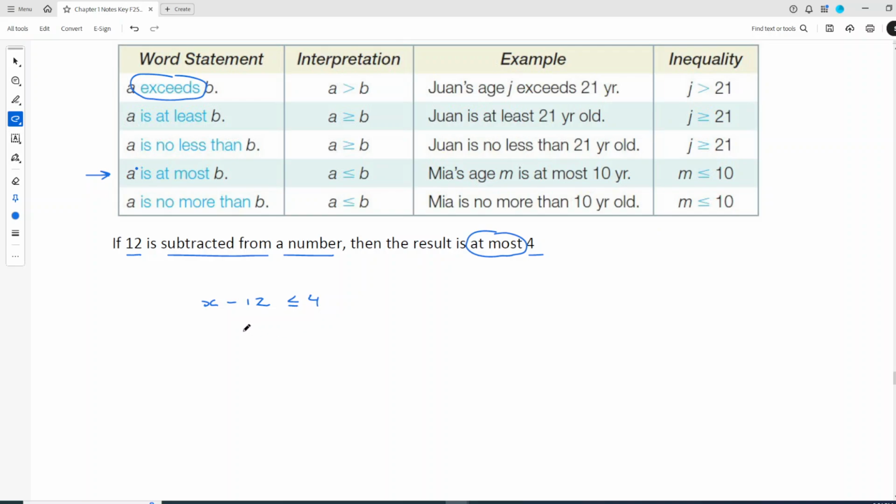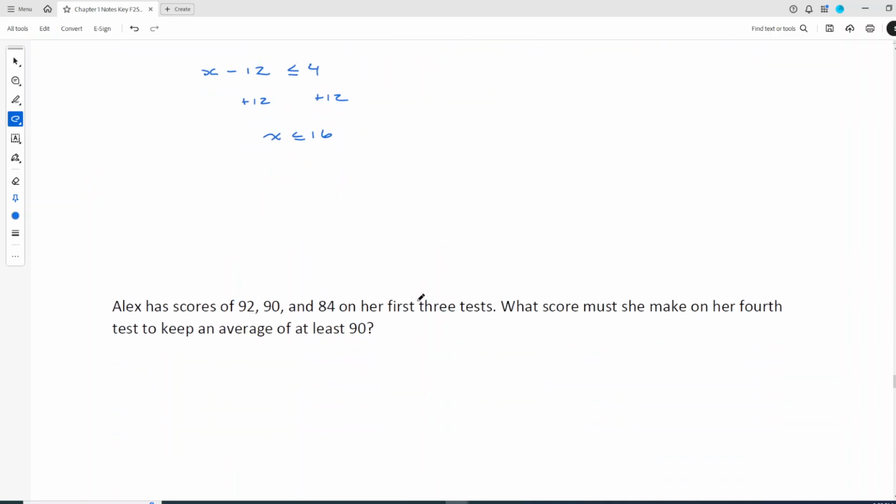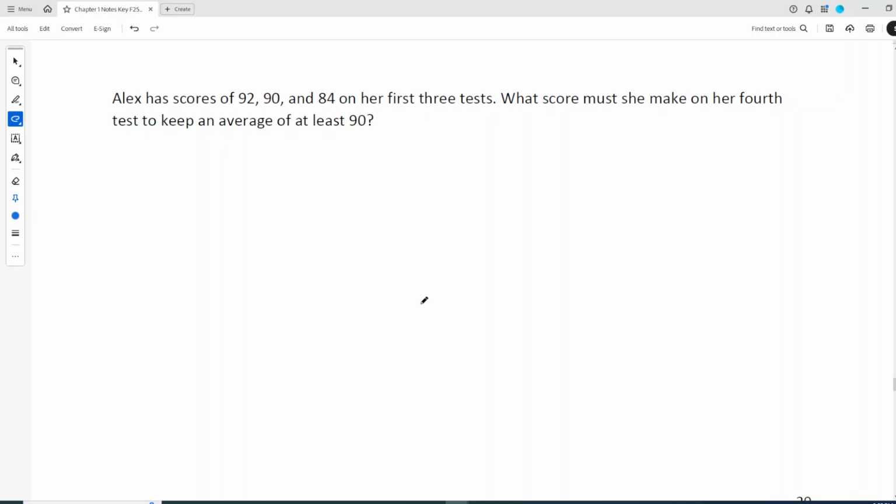And then you're just going to solve this as an inequality. So I'm going to add 12 to each side, and I get x is less than or equal to 16, which means the number must be less than or equal to 16 for the result to be at most 4. The second application is going to be an average application.